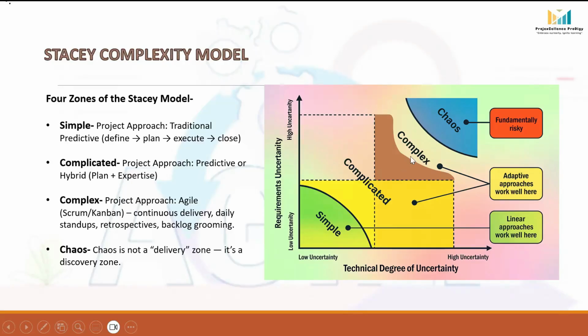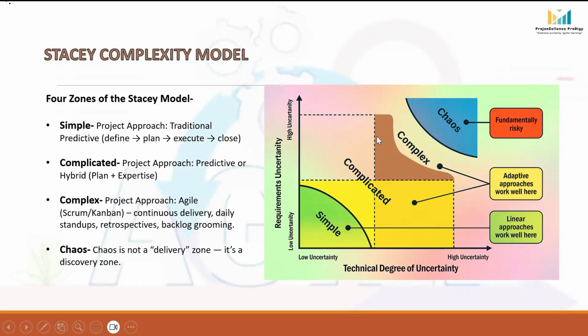Next zone is complex. Here on the x-axis, there is high technical uncertainty, meaning you are not sure how to achieve the outcome. You have new technologies or integration challenges, and it requires testing, prototyping, and learning.